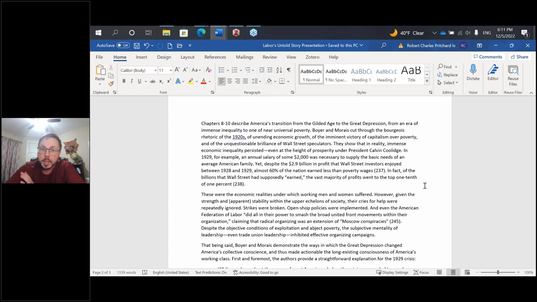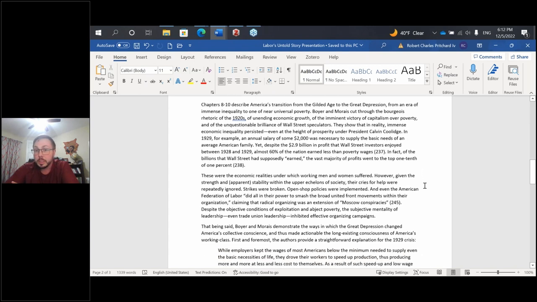They show that in reality, immense economic inequality persisted even at the height of prosperity under President Calvin Coolidge. In 1929, for example, an annual salary of some $2,000 was necessary to supply the basic needs of an average American family. Yet despite the $2.9 billion in profit that Wall Street investors enjoyed between 1928 and 29, almost 60% of the nation earned less than poverty wages. In fact, of the billions that Wall Street had supposedly earned, the vast majority of profits went to the top 0.1%. These were the economic realities under which working men and women suffered.